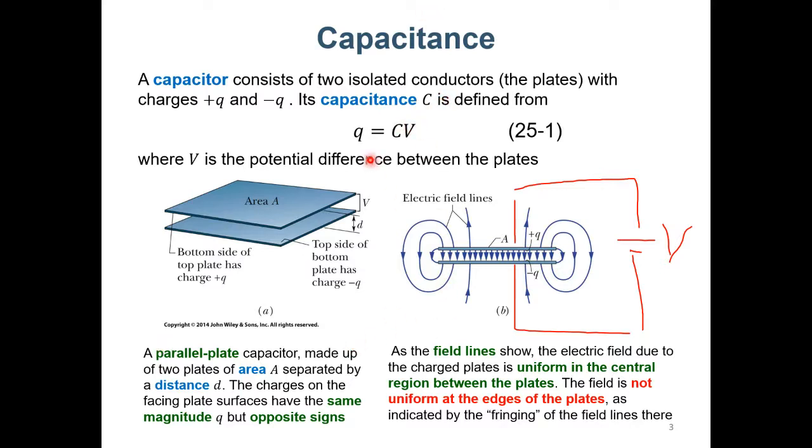And actually, C is related to the dimension of the plate and the distance between them. Also the material between these two plates. We'll talk more about it later in this chapter.